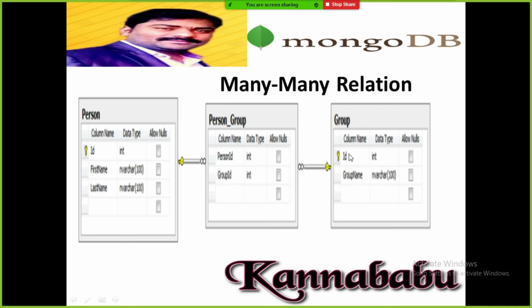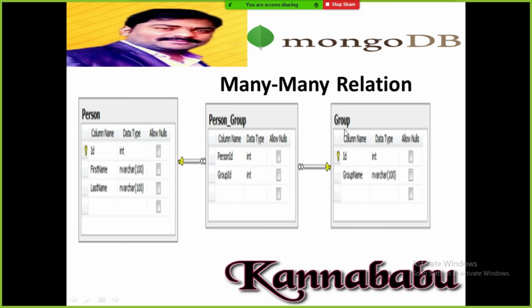So this is group ID, and let us assume this is person ID. You think like that. The person table consists of three columns: person ID, first name, last name. The group table consists of two columns: group ID, group name. And in order to establish the relation between these two, one person can have many groups.